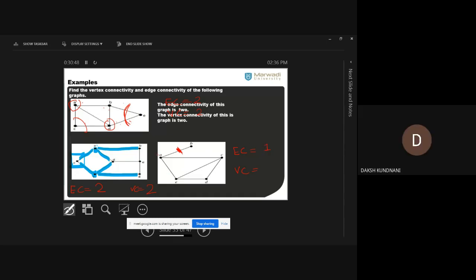Okay. Sir, we can also do C. Yeah, what about C's edge? If I consider this edge between A and C, then the graph is still connected. Okay.